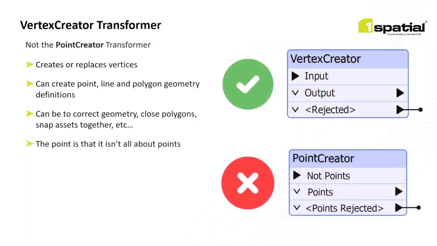So this is the point that I want to get across with this transformer, is that it is not the point creator transformer. This vertex creator creates or replaces vertices. It can create points, it can create lines, it can create polygon geometry definitions. It can be used to correct geometry, to close polygons. You could snap assets together with it if you've got, say, line assets that are misaligned, all sorts of things. The point is that it is not all about points.